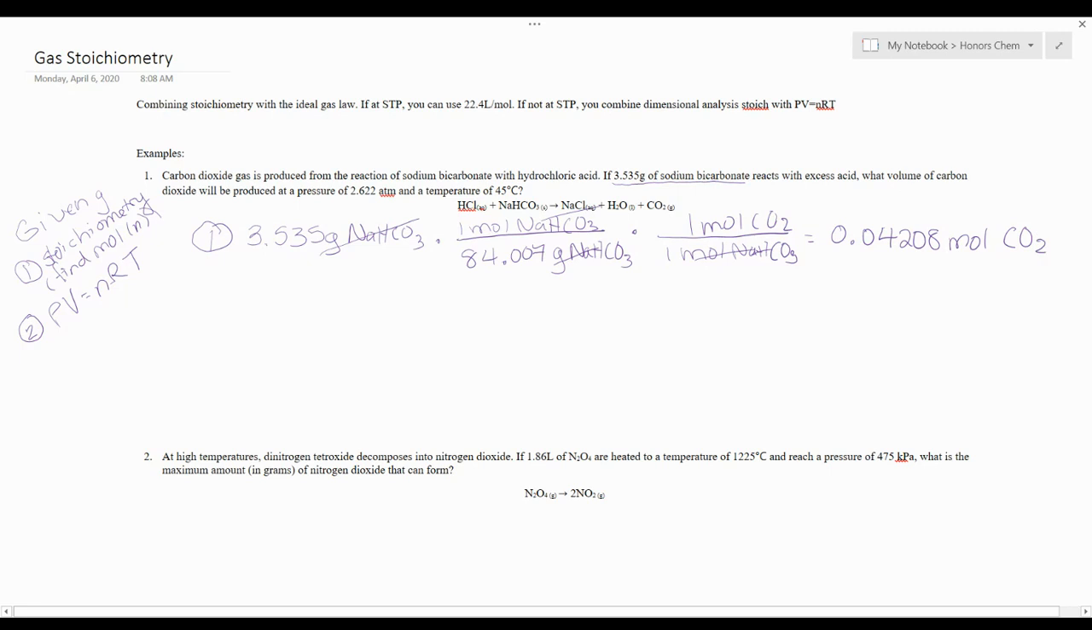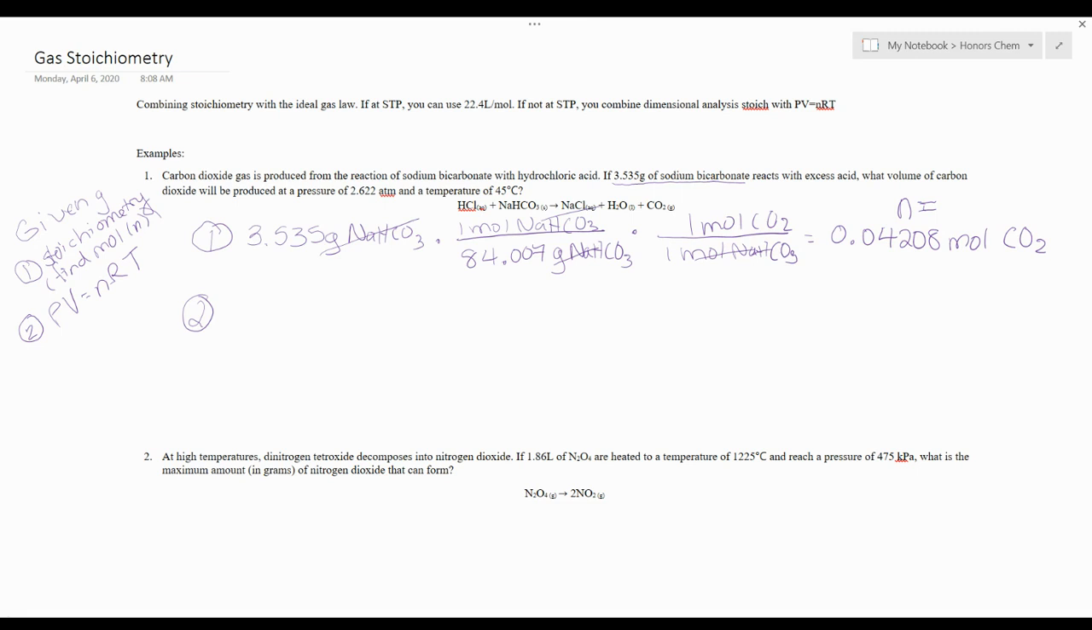So if we switched it to grams, we'd have to divide by the molar mass anyway. So you always stop at moles. And this number, this is going to become our n in the ideal gas law. So we're done the stoich part. We solved it for moles of the gas. And then in part 2, we're going to use the ideal gas law to solve for volume.